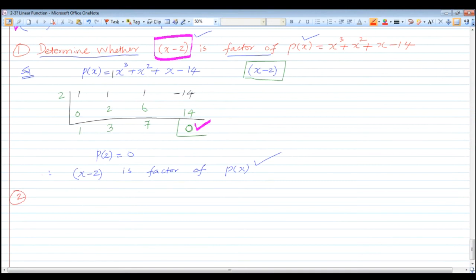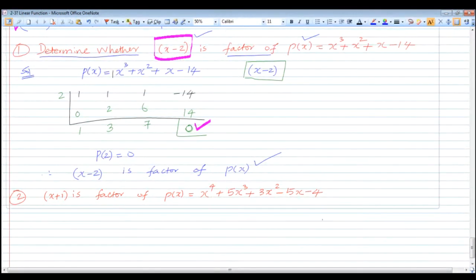Determine whether x plus 1 is a factor of p of x, where p of x is x to the power 4 plus 5x cube plus 3x square minus 5x minus 4. So I have to go with the same rule. If it is a factor, it means the remainder must be 0.